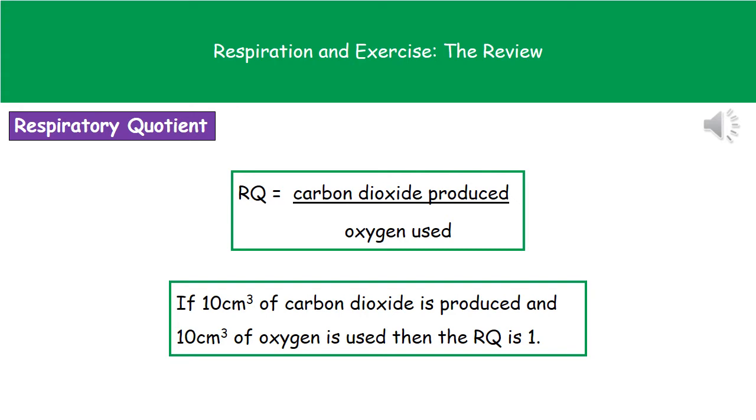We do have this thing called the respiratory quotient. Now, quite simply, we've got an equation there for you in the middle where the respiratory quotient, or RQ, equals the carbon dioxide produced divided by the oxygen used. So in the question, if they're asking you to calculate the respiratory quotient, they would tell you how much carbon dioxide is produced and how much oxygen is being used. You just divide the carbon dioxide by the oxygen and that gives you your respiratory quotient.